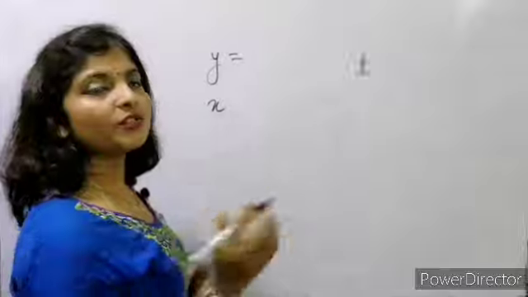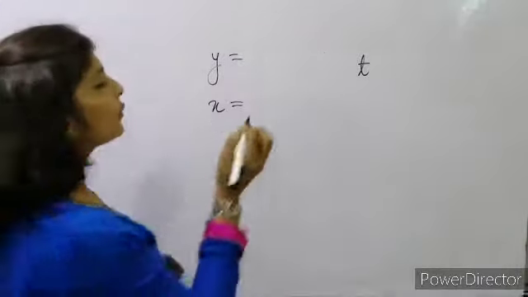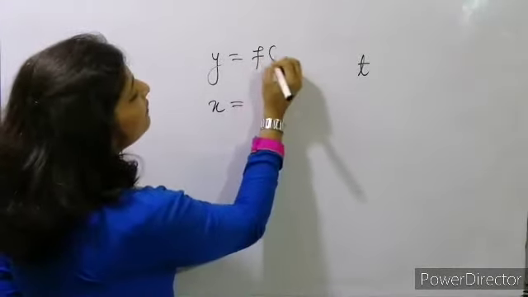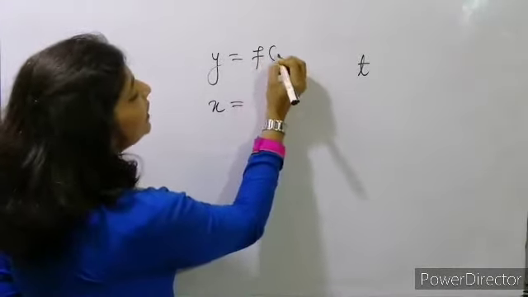But now also y will be a function of x, where y and x both are functions of t. t is a parameter, so y is a function of t and x is also a function of t. So y and x both are differentiable functions of t, where t is a parameter, but here also we have to find out the value of dy by dx. So how will we find out the value of dy by dx?